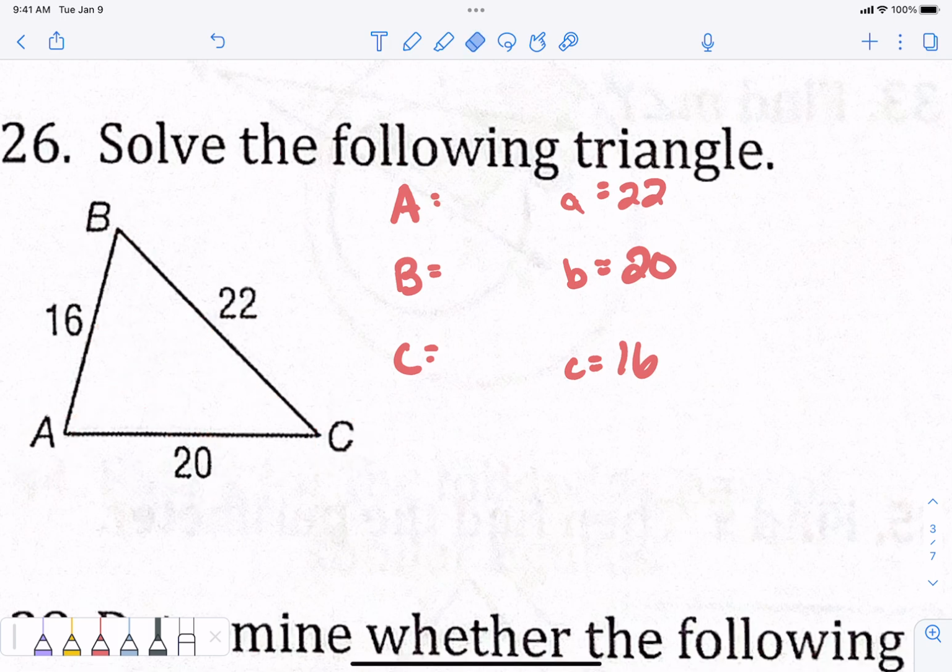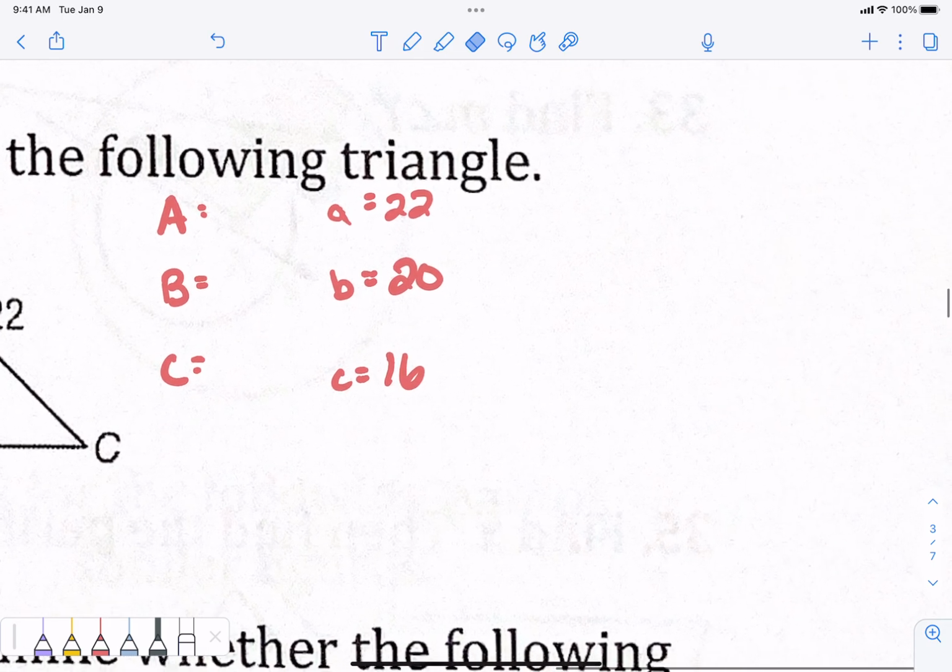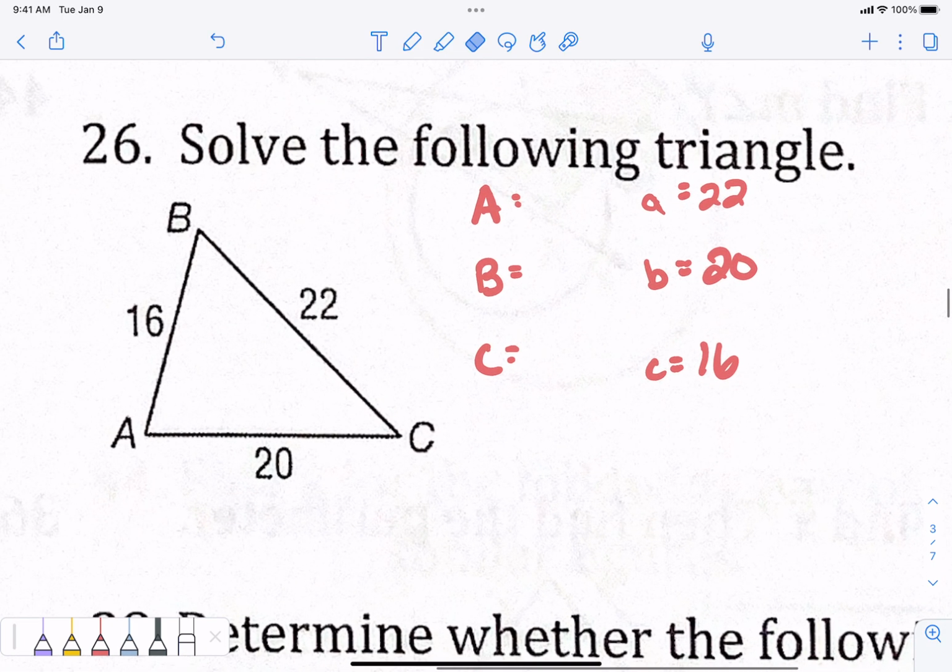So we have to find an angle is the problem. And this is one where we cannot use SOHCAHTOA. We cannot use the Pythagorean theorem or anything like that because we don't have a right triangle.